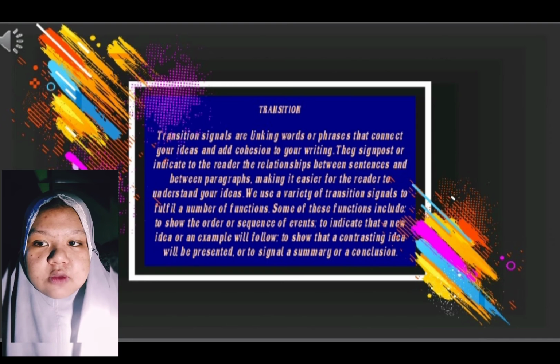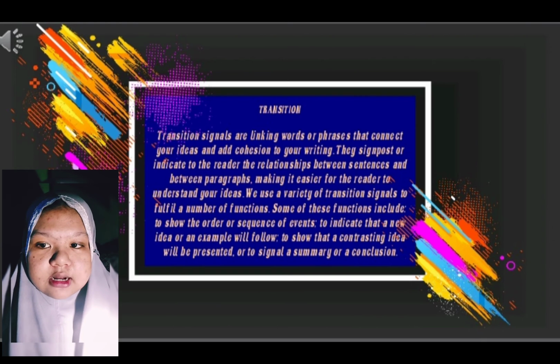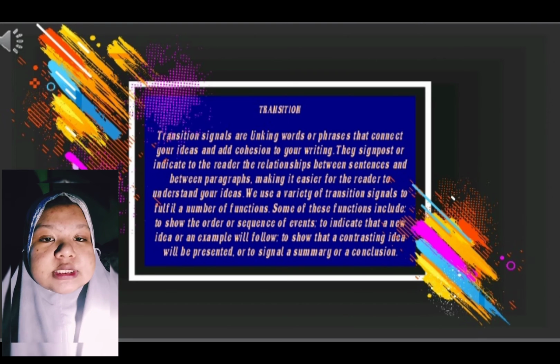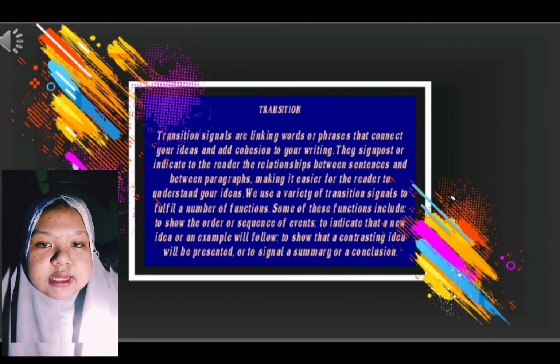Transition signals are linking words or phrases that connect your ideas and add cohesion to your writing. They signpost or indicate to the reader the relationship between sentences and between paragraphs, making it easier for the readers to understand your ideas. We use a variety of transition signals to fulfill a number of functions. Some of these functions include to show the order or sequence of events, to indicate that a new idea or example will follow, to show that a contrasting idea will be presented, or to signal a summary or conclusion.